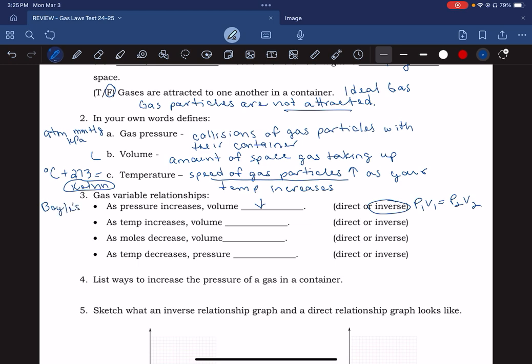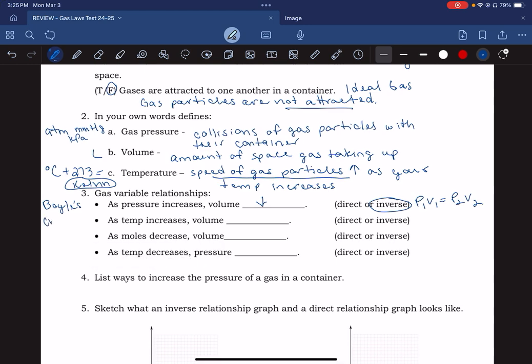And then it says as temperature increases, what happens to the volume? Well, if we look on our reference sheet, we see that temperature and volume are related to each other by Charles's law. And it's a direct relationship. In fact, all of them that we're studying here are direct, except for Boyle's. So to make it easy, you can remember pressure and volume, Boyle's, that's the one that's inverse. So Charles's law says as temperature increases, volume must do what? Well, if it's a direct relationship, it must increase.